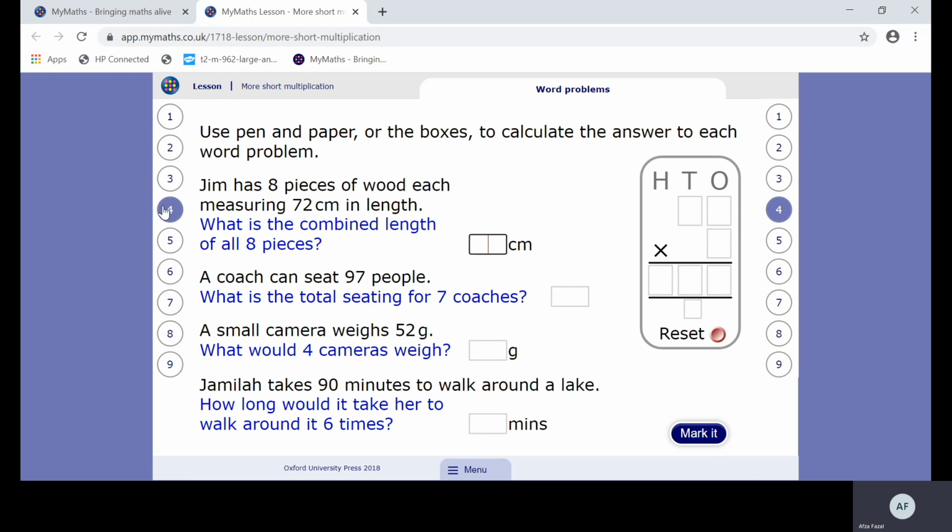Use pen and paper or the boxes to calculate the answer to each word problem. Jim has 8 pieces of wood, each measuring 72 centimeters in length. What is the combined length of all 8 pieces? So it's 72 times 8. Remember, write in the correct place value column. 72 times 8. 8 times 2 is 16. Put the 6. Carry the 1. 7 tens times 8 is 56. Add the 1. 57.